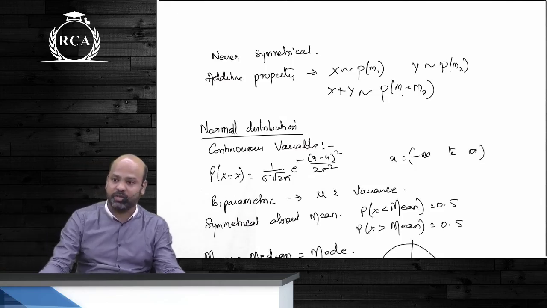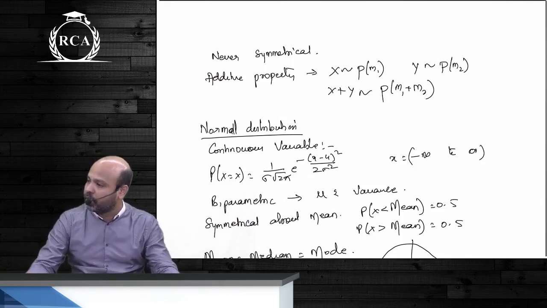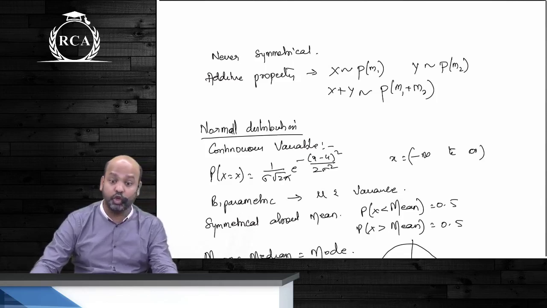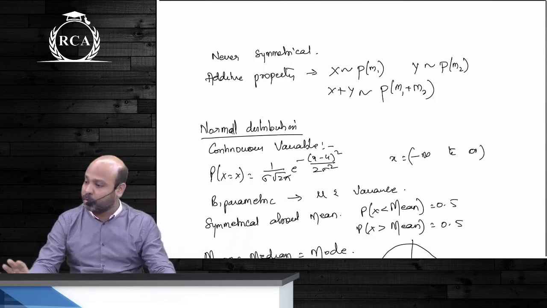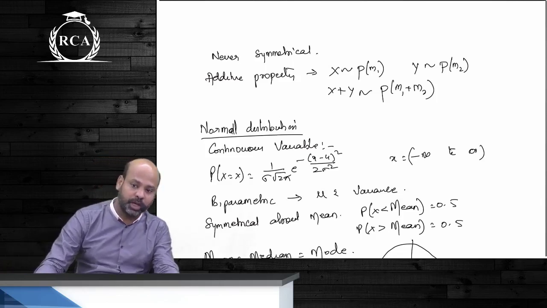Normal distribution as such is applicable for a continuous variable. Now, normal distribution is symmetrical about its mean. Meaning, the mean divides the entire set of observations into two equal parts. The number of values less than the mean will be 50%. The number of values more than the mean will also be 50%.